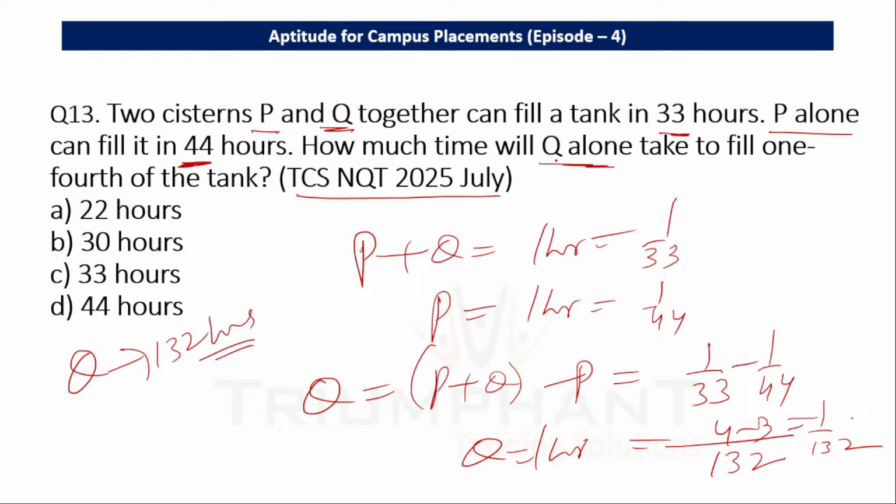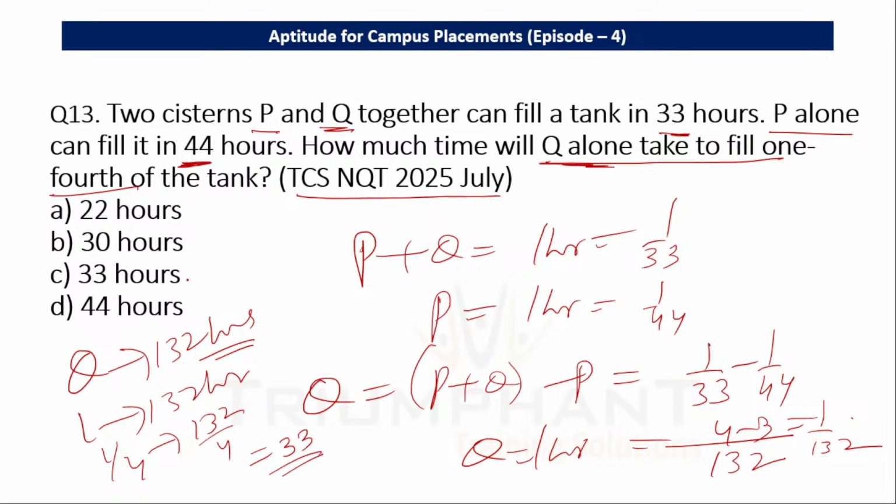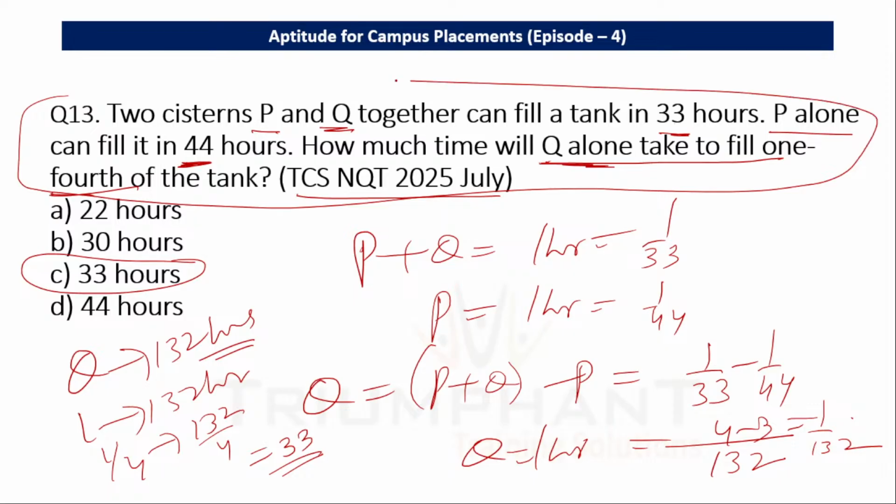But you are not asked to fill the complete tank. How much time does Q require to fill 1/4 of the tank? For the full tank, 132 hours. For 1/4, 132 by 4, which is 33 hours. Option C. Option C, yes. At the end, this is a quite simple question, but you are asked to find 1/4 of the tank. Again, you are lucky to get these kinds of questions in the TCS exam. You normally don't get these kinds of direct questions, but sometimes when you get these, then you are the most fortunate fellow. I hope you understood the explanation.